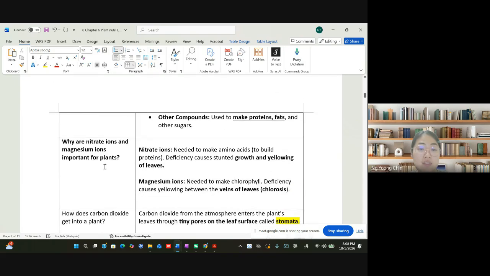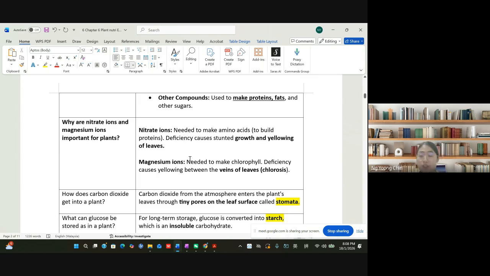And then, you know about nitrate ions already. So if you have a deficiency in nitrate ions, what will happen to the plant? The plant will have stunted growth. They cannot grow taller, and they will have yellowing of the leaf. And for magnesium, magnesium is used to make chlorophyll. So if you're lacking magnesium, you have yellowing between the veins of the leaf.